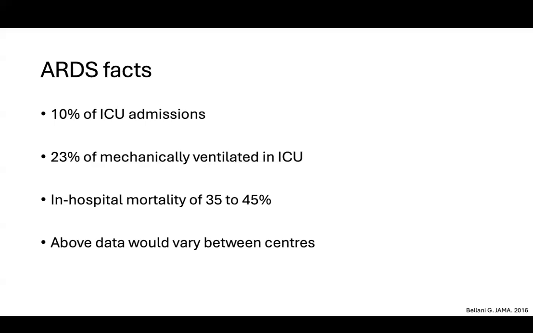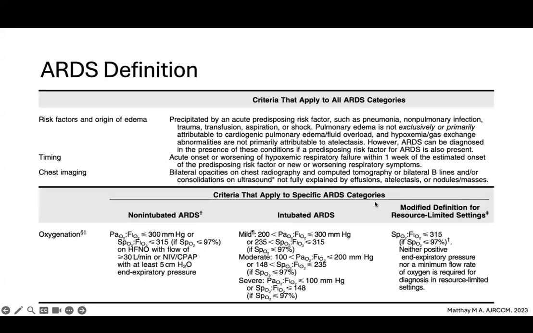ARDS constitutes 10% of ICU admissions, and about 1/4 of the patients who are mechanically ventilated in the ICU. And they have a very high hospital mortality, almost 40%. All of this has been taken from one single study, so definitely the data would vary between centers and the causes of ARDS. But if you just look at this, you can see that you're going to be dealing with ARDS quite a lot, especially if you're in a medical ICU or in a mixed ICU setting.